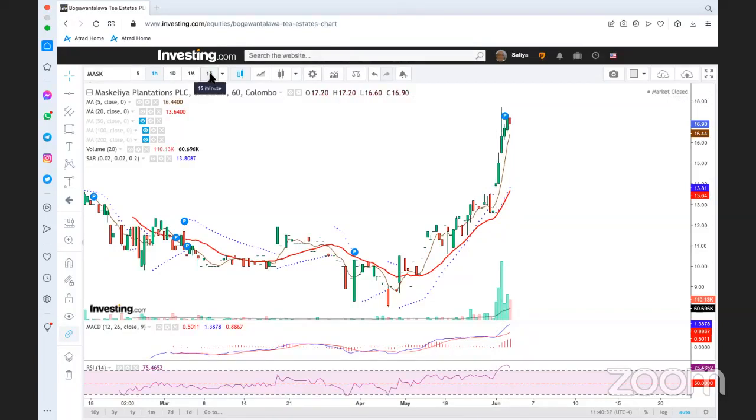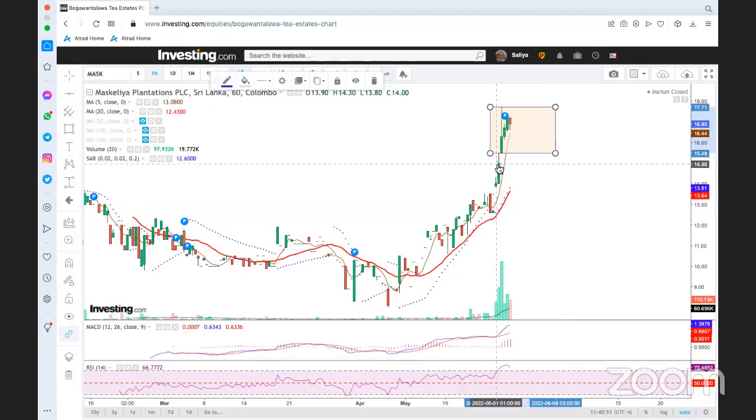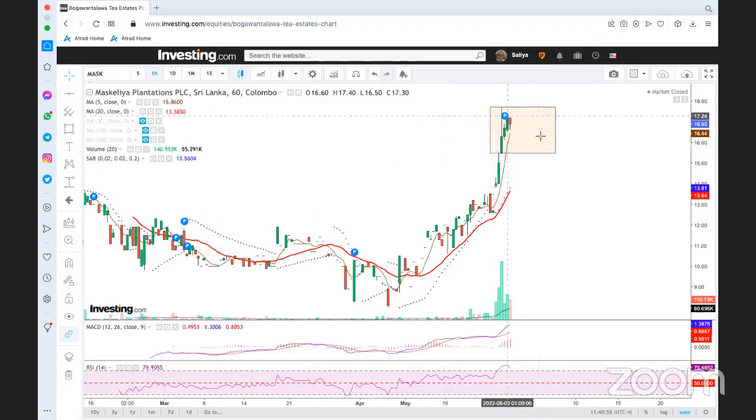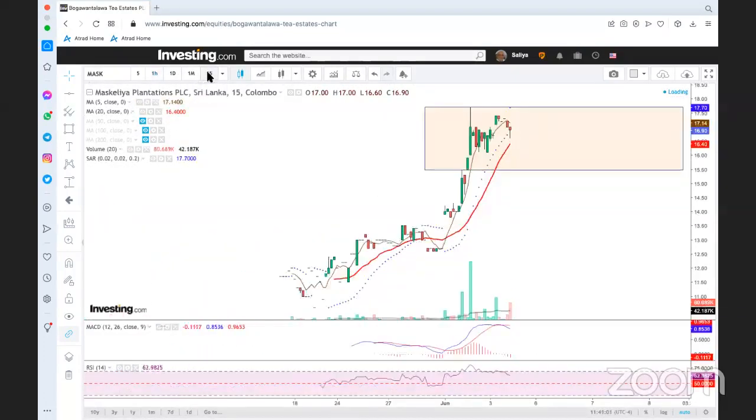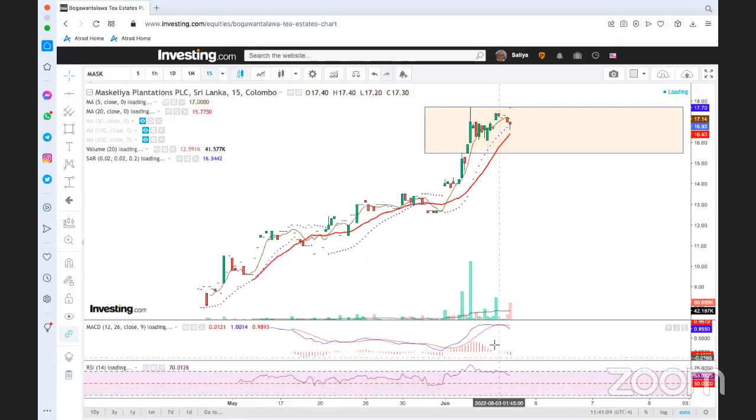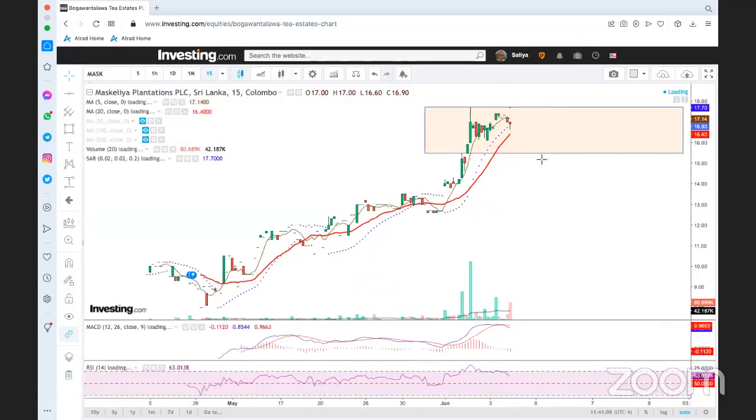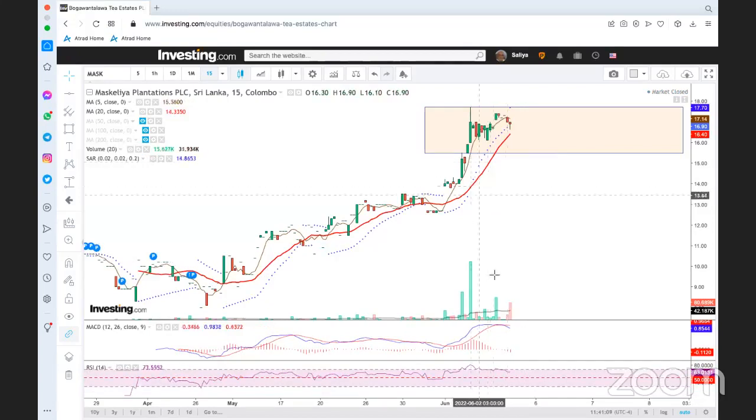So let's move to the 15-minute chart. At the same time, let's note the resistance zone at the moment, and we also cannot ignore this gap, right? For the time being, let's wait with this area and move to the 15-minute chart. The 15-minute chart also has the same story. It's bearish, right? We have to wait until the indicators turn bullish.